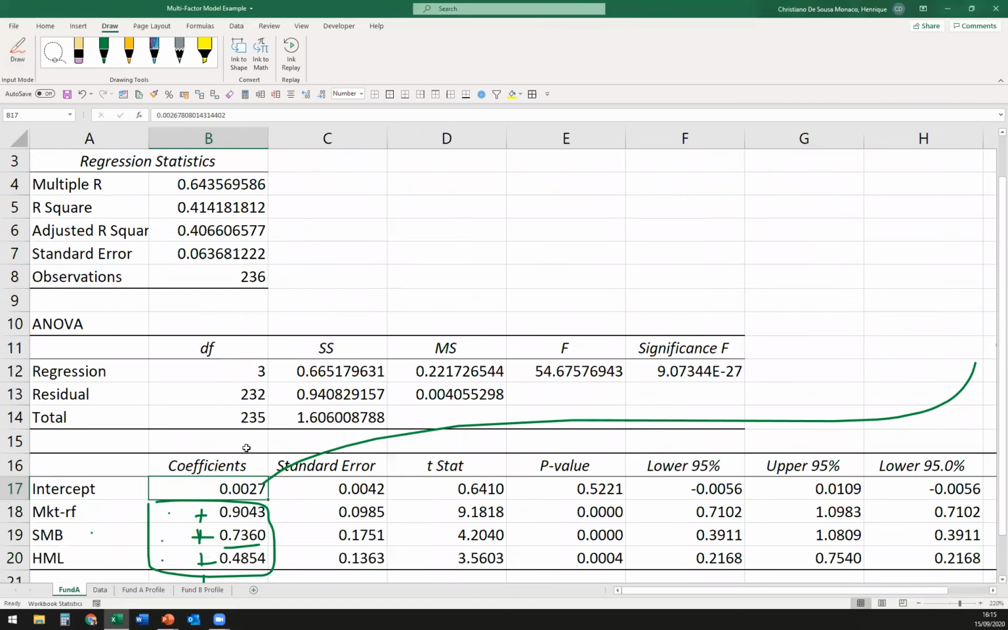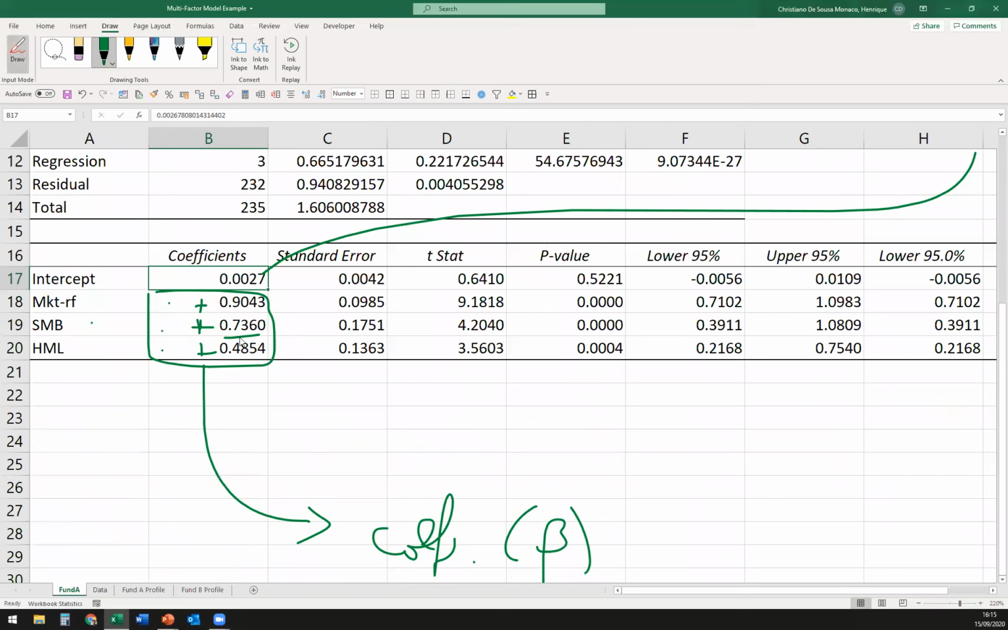Stop drawing. There you go. So we can see here that because this is a positive coefficient, when small stocks are outperforming large stocks, this fund is doing well. And at the same time, when value stocks, remember H stands for value here, are outperforming growth stocks, this fund is also doing good. So it looks like this fund has a close relationship with small stocks and also with value stocks, right?